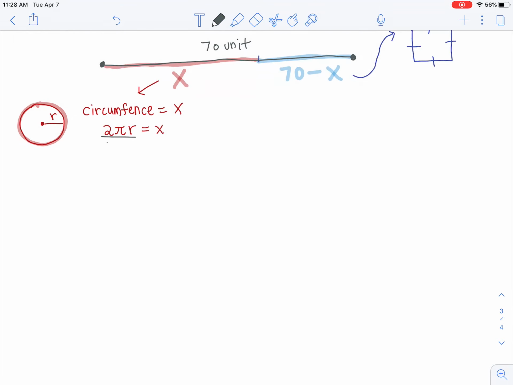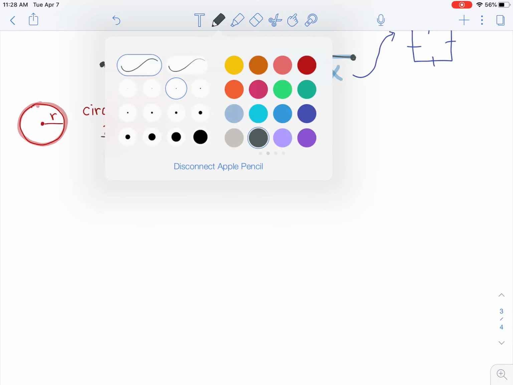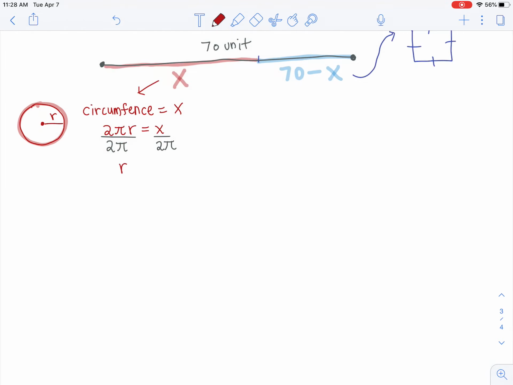Using radius, we can write the circumference formula. So circumference is 2 pi r, and that's equal to X. And I'm going to solve this for r. Why am I solving this for r? Because in order for me to find an area of a circle, I need to know what the radius is. So if I do that, I will get the radius of this circle is 1 over 2 pi, or I'll just keep it as x over 2 pi. X over 2 pi.